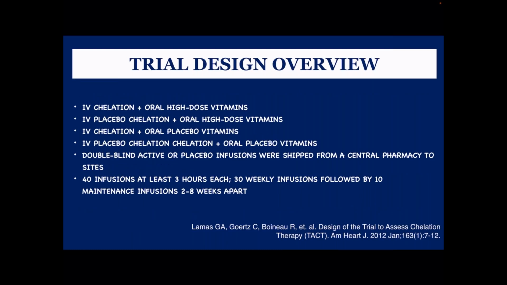So the trial design overview was IV chelation plus oral dose vitamins, or an arm with IV placebo chelation and oral dose vitamins, or IV chelation and oral placebo vitamins, or IV placebo chelation and oral placebo vitamins. So that was double blinded, and the placebo infusions were shipped from a central pharmacy to the sites. To be included, you had to get at least 40 infusions, at least 3 hours each. There were 30 weekly infusions, followed by 10 maintenance infusions 2 to 8 weeks apart.